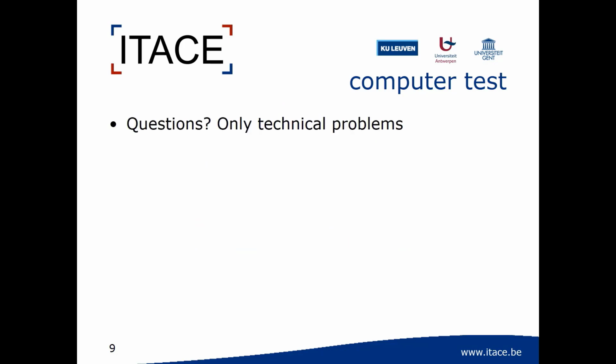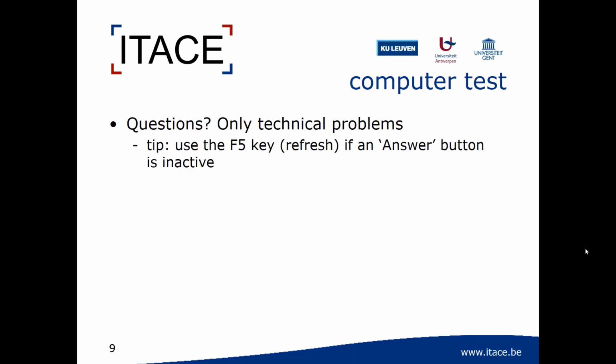If you have a technical problem during the test, just raise your hand and a test administrator will come over to help you. Please note that the test administrator cannot discuss issues related to the content of the questions. As mentioned previously, you can use the answer button to go to the next question during the test. It sometimes happens that these buttons are inactive. In that case, press F5 and then click Continue. The buttons will be reactivated.